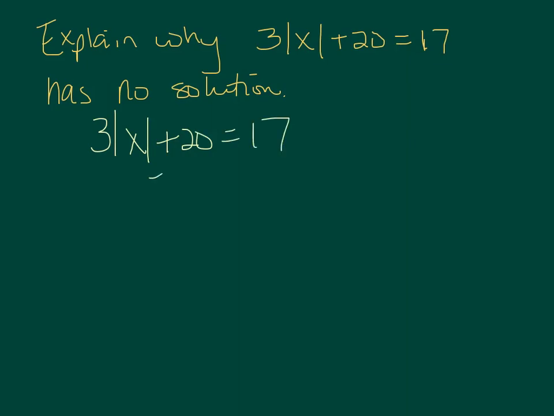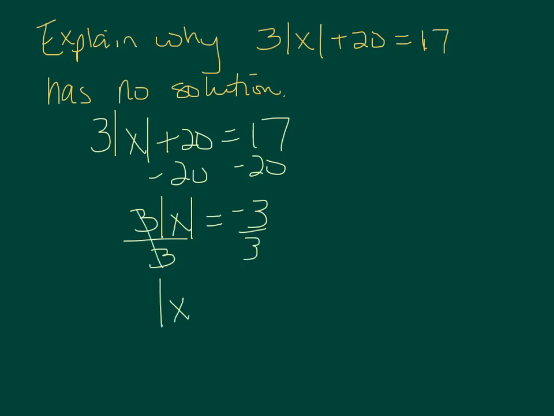Okay, so I'm going to subtract 20. So 3 times the absolute value of x equals negative 3. Now divide by 3, and the absolute value of x equals negative 1. So again, absolute value can never be negative, so this has no solution, and you have to explain why. And absolute value can never be negative.